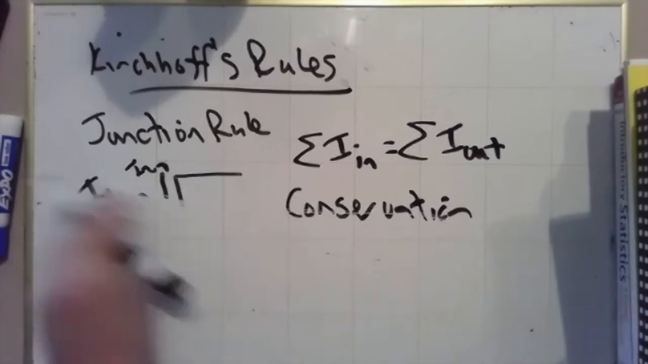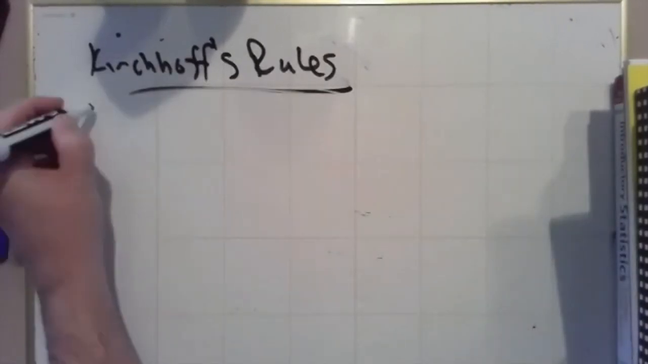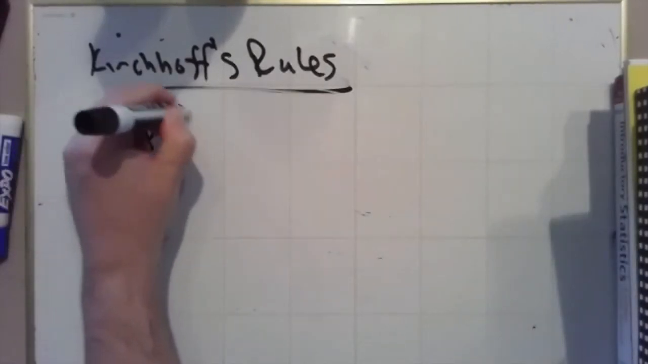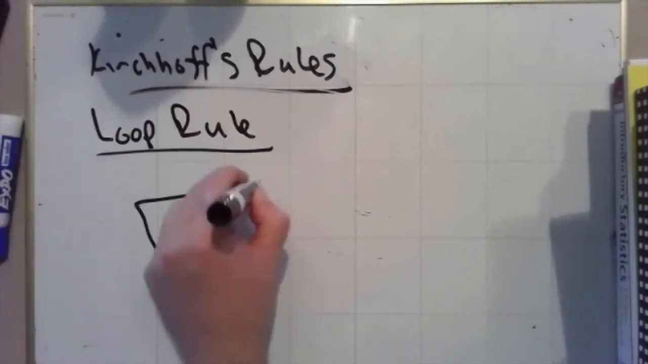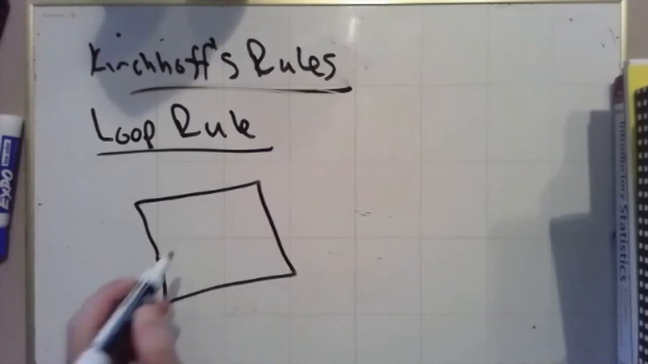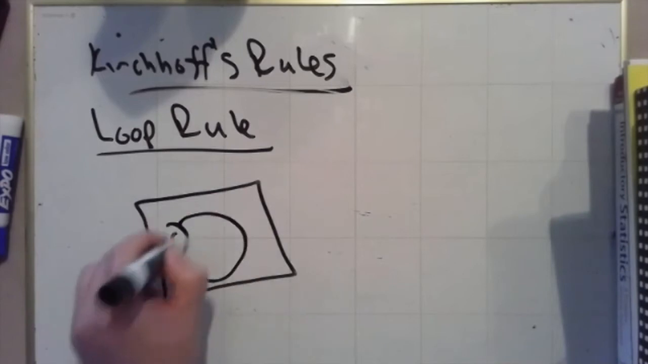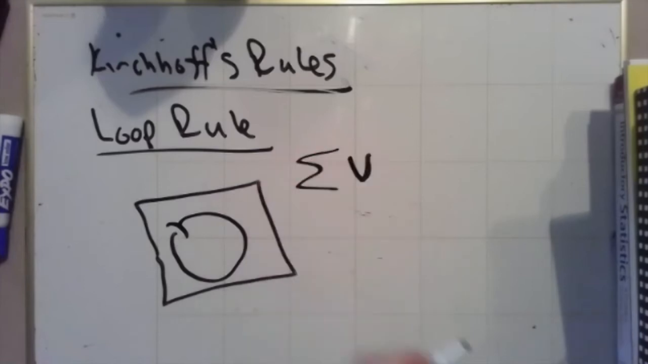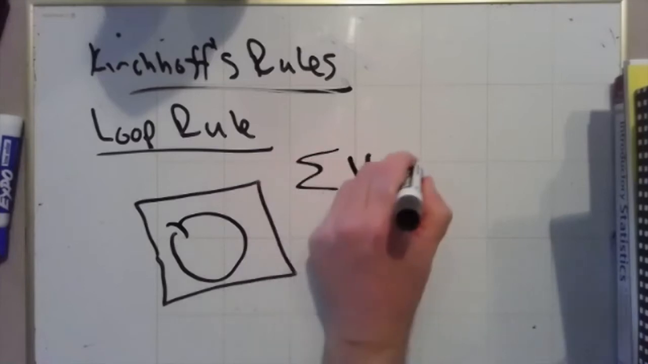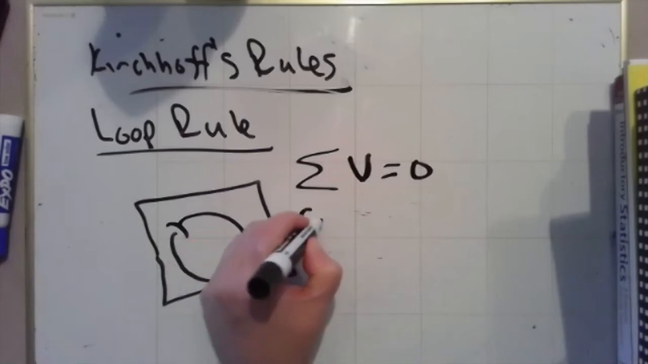All the current in equals all the current out. Okay, then we have our loop rule. That says around any closed loop, no matter what you've got in there, resistors, batteries, that's all we'll have in these. All the way around the closed loop, the sum of all the voltage drops and rises will equal 0. This is conservation of energy.